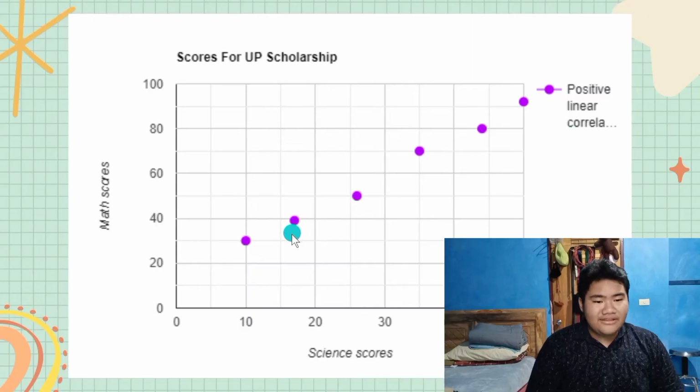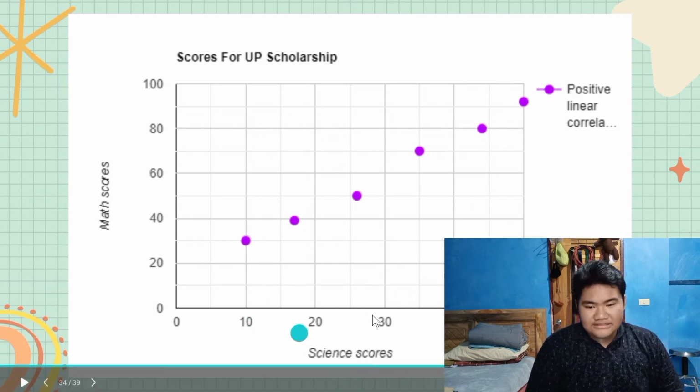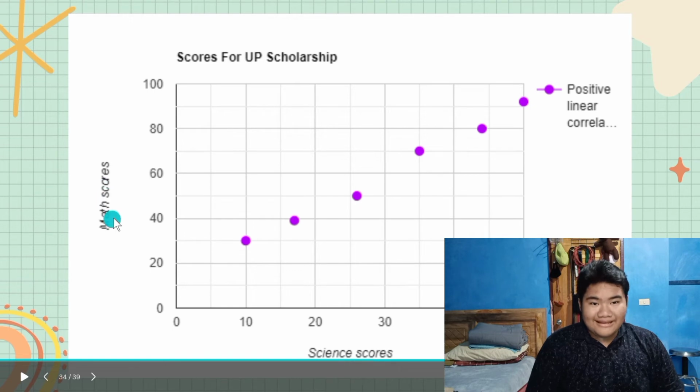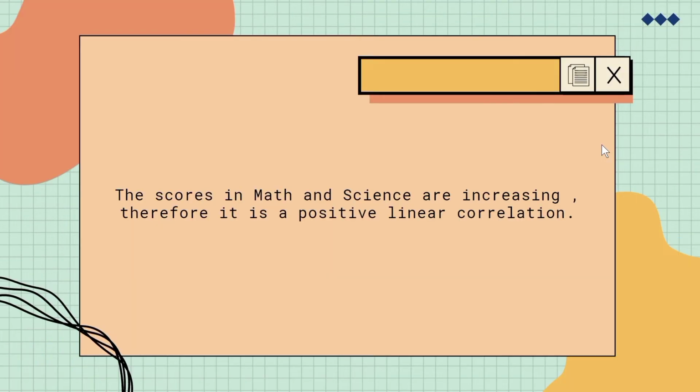And if we were to plot the values on a graph, we are to see a certain linear pattern on the graph. As the science scores increased, math scores also increased. So, the scores in math and science are increasing. Therefore, it is a positive linear correlation.